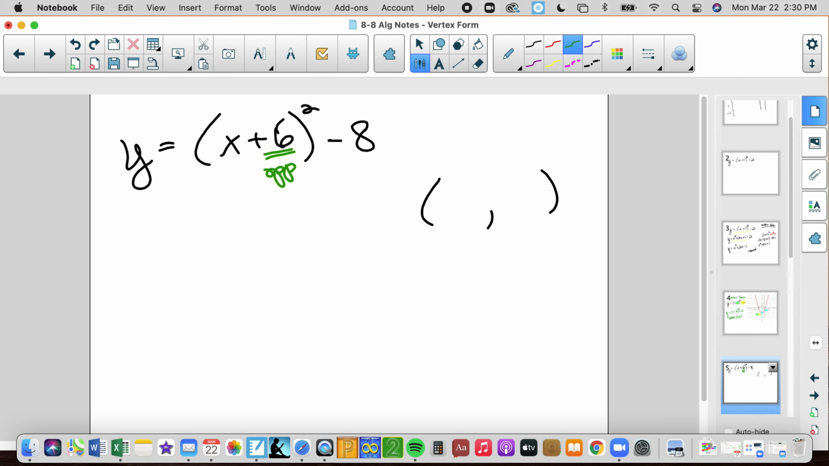So I see a positive 6, and my x value would be the opposite of that. And then my y value is going to be whatever I see. So that would be my vertex. And once we get that, that really helps us. That sets everything up for all the adjacent points. So this is a nice, easy way of finding the vertex.